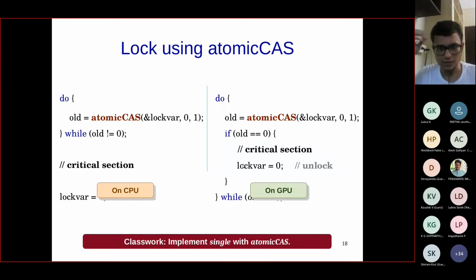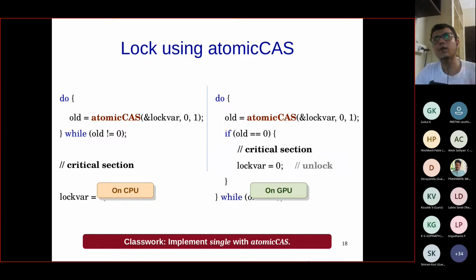So now let us try a simpler problem. We want to implement single with atomicCAS. So what is single? Single is a block of code that should be only executed by one thread, and that thread can be arbitrary. It can be any thread, and all other threads need not wait for that thread to finish that block of code. They can move further.